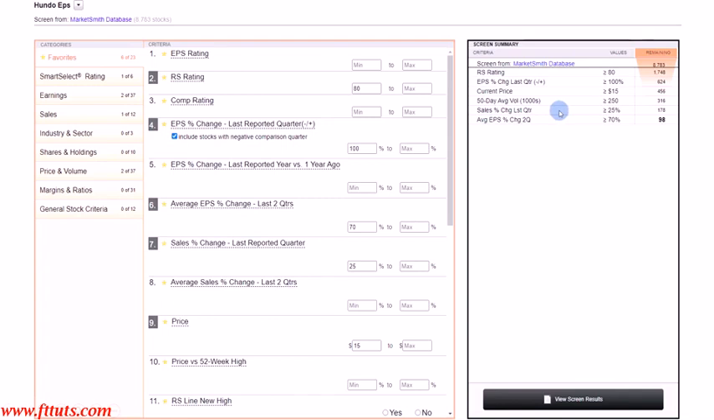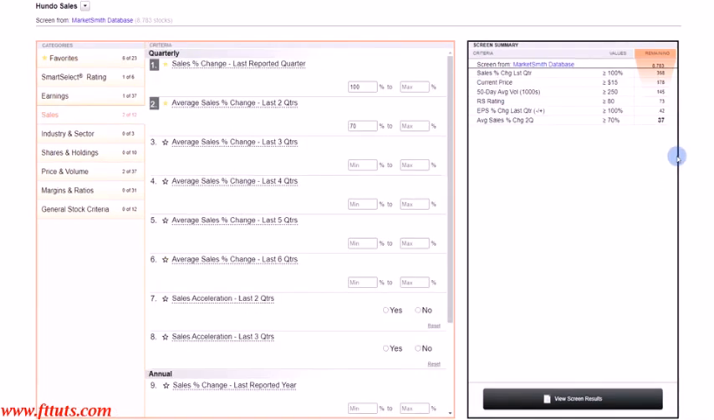So here we're looking for 100% growth for the quarter, and the average earnings per share of the past 2 quarters of at least 70%. So you want to see that strength is very strong this quarter, but it's been decently strong for at least 2 quarters, not a one-off. So here we have 98 stocks that come up in this filter.